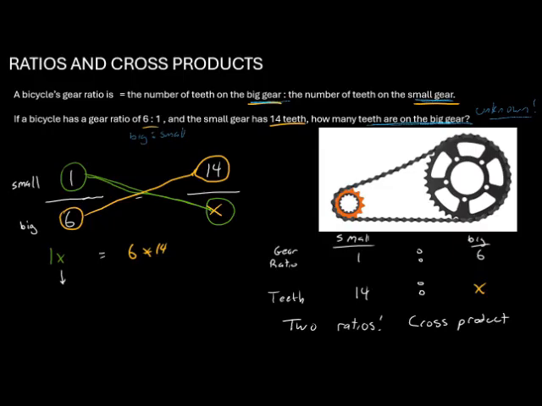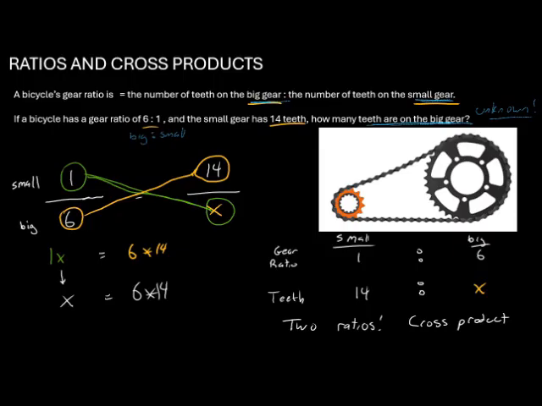If you see 1x, you don't have to write the 1 if you don't want to, because the 1 will not affect your answer if it's multiplied by x. It's okay just to say x here, but if you want to leave the 1 there, it won't hurt anything. We'll have x equals 6 times 14.